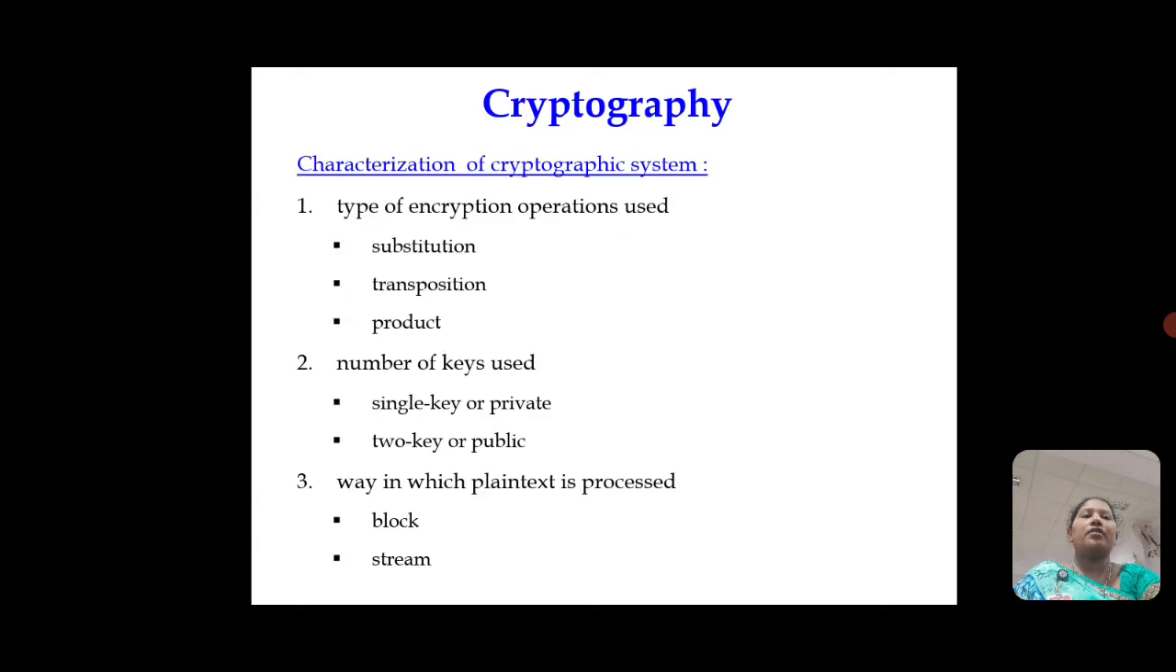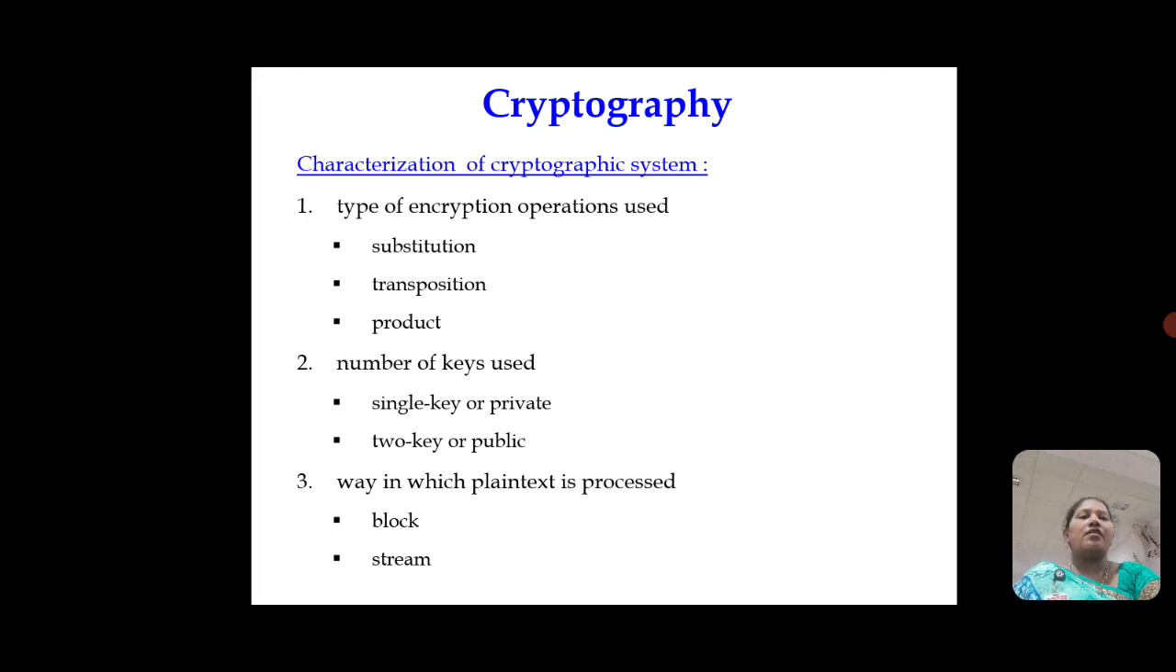The next topic is cryptography. Cryptography is nothing but the study of different methods. The characterization of a cryptographic system is of 3 types. The first one is based upon the type of encryption operation you are going to use.